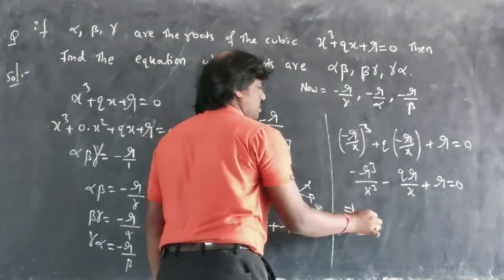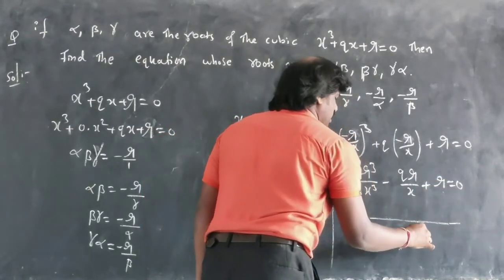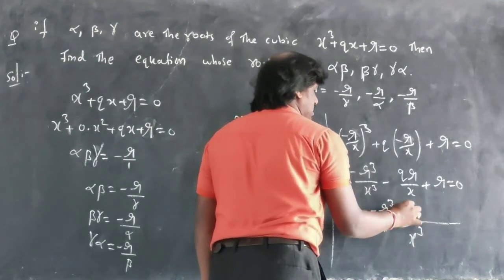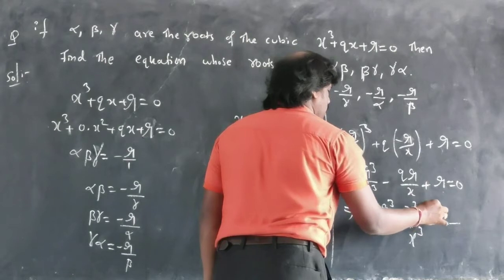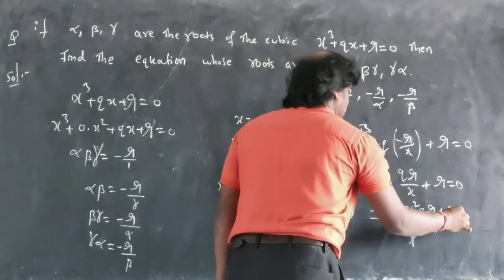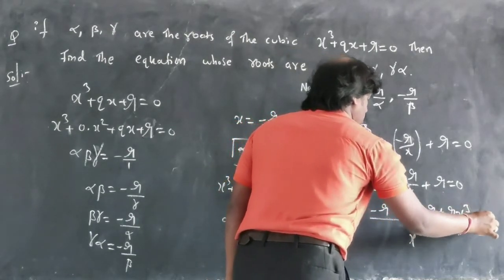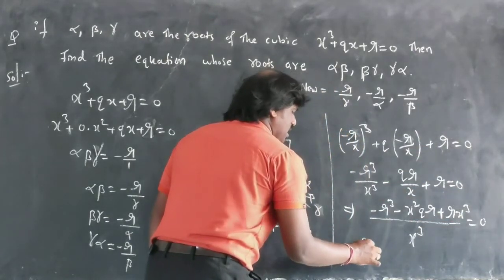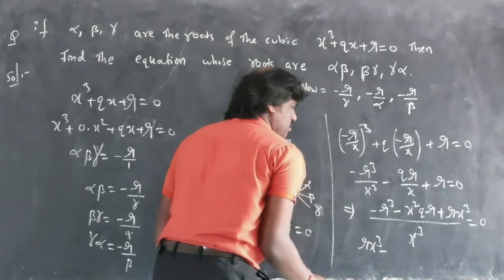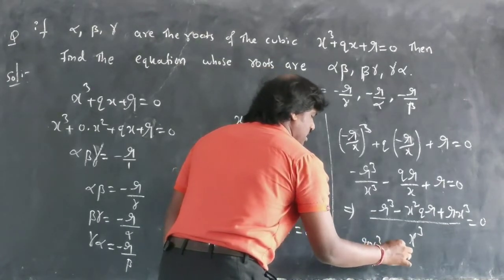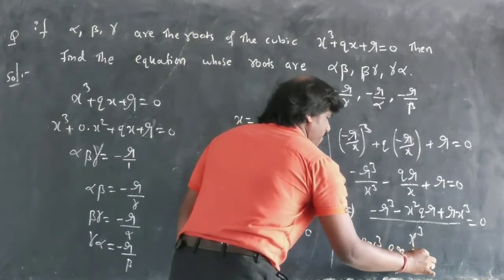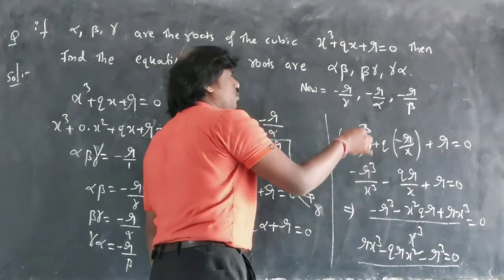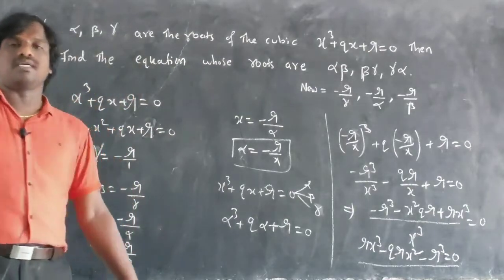If I do LCM with x cube, I get minus r cube minus x square qr plus rx cube is equal to 0. 0 into this will be 0. So what I got here is rx cube minus qrx square minus r cube is equal to 0. This is the required new cubic equation.